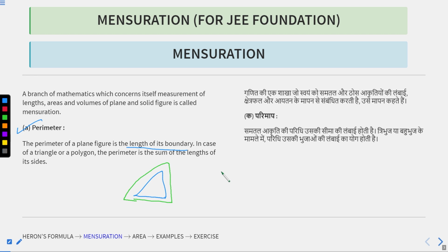If you take any figure, like this, calculating the total boundary length of any figure, this one also, this one also, this one also, you will get the perimeter of the given figure. I hope the meaning of perimeter is clear.